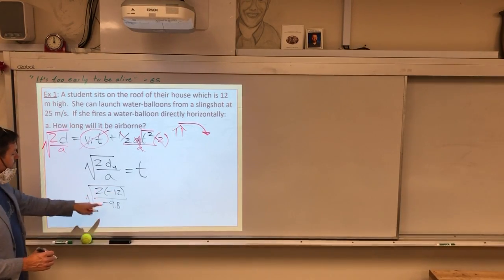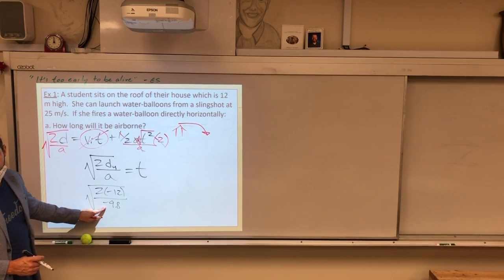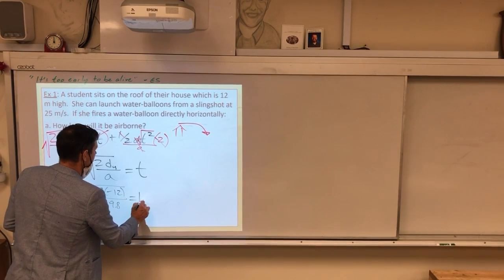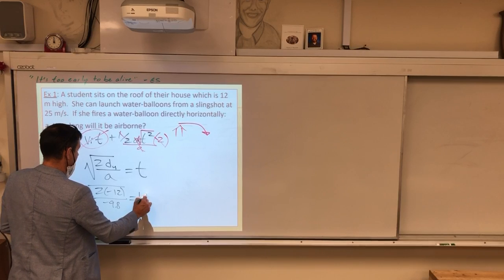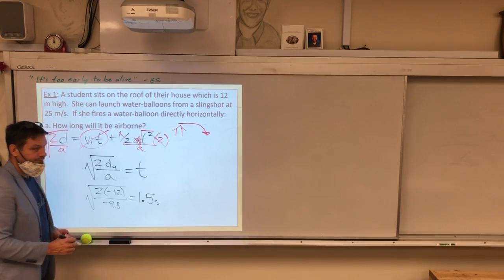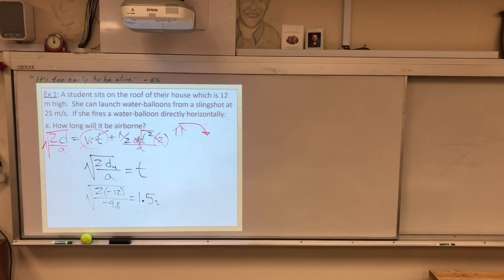What happens if you have a square root with a negative inside of it? There's a problem there, right? You can't do that unless you know imaginary numbers. So this is about, what did we say, 1.5? 1.56. 1.5 seconds. Okay, so that's how you find the time.